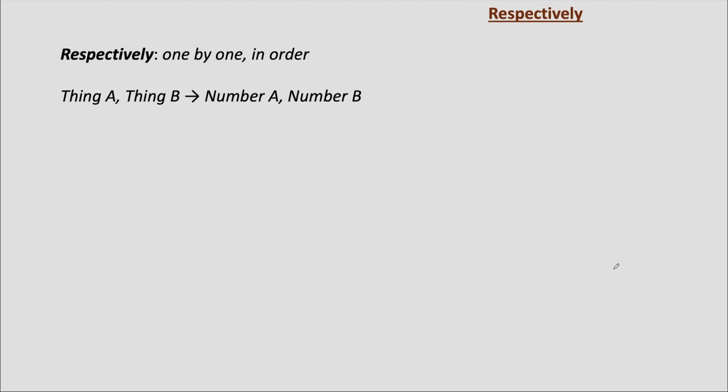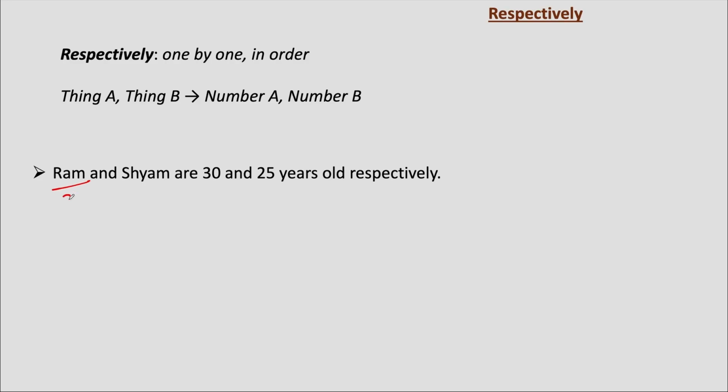Respectively means one by one in order. So when we mention two things and then we mention two numbers, respectively tells us that the first number belongs to the first thing and the second number belongs to the second thing. A very simple example. If I say Ram and Sham are 30 and 25 years old respectively, it means Ram is 30 and Sham is 25.